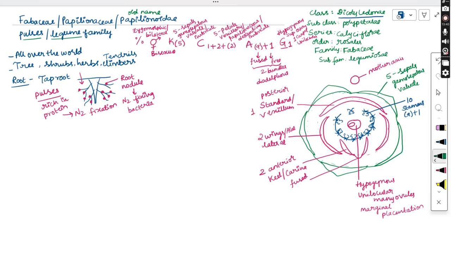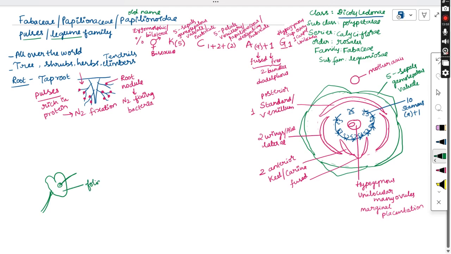When it comes to the plant characters, let us discuss the stem, leaf, what type of fruit is there, inflorescence, floral characters and all. So usually we have these foliage type of structures.